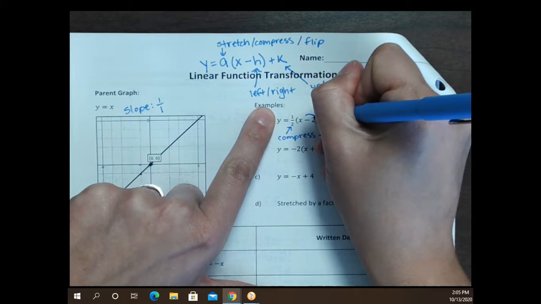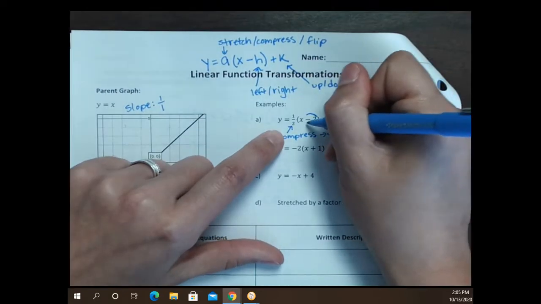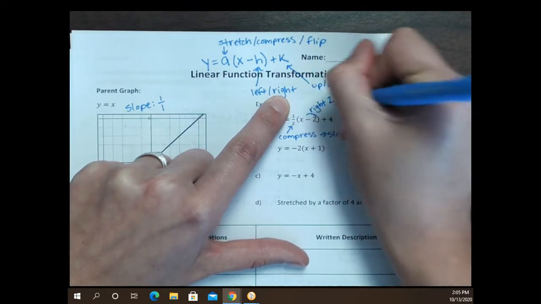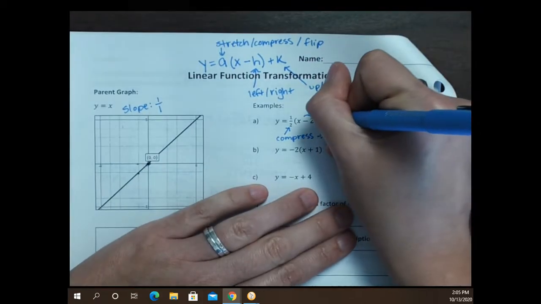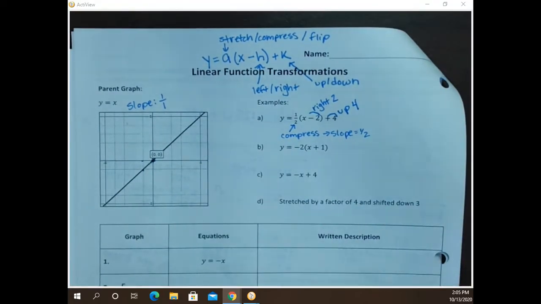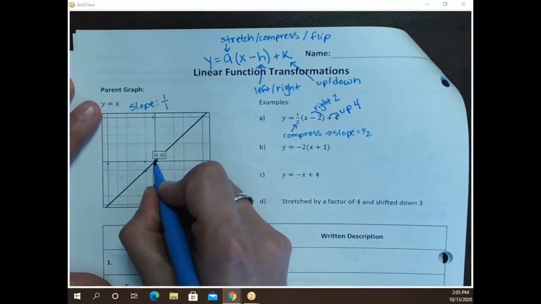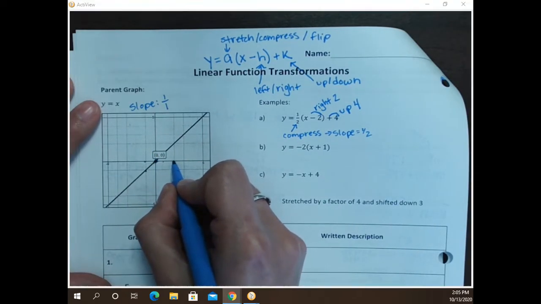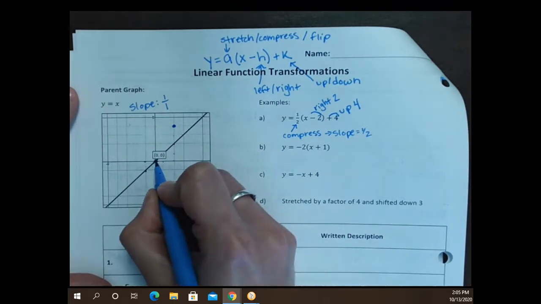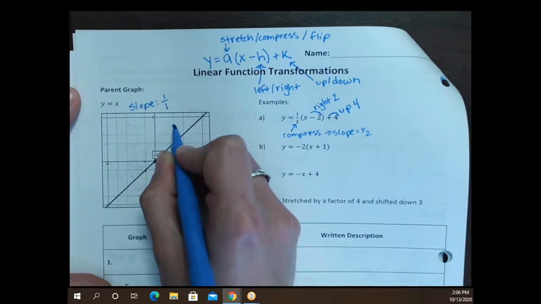And then this minus 2 here is going to talk about moving left or right. So what's going to happen here, since I've got x minus 2, that's going to move me to the right 2 spots. And then my plus 4 at the end is going to move me up 4 spots. So if I were to graph this function, I'm just going to graph it right on here. That point 0, 0, I'm going to move to the right 2, and then up 4. 1, 2, 3, 4. So instead of that key point at 0, 0, I've moved that key point right 2 and up 4.